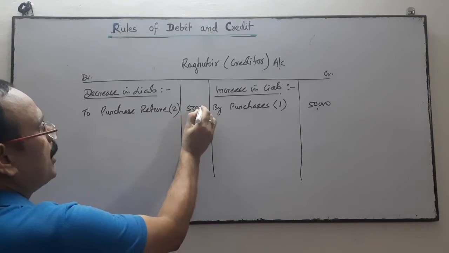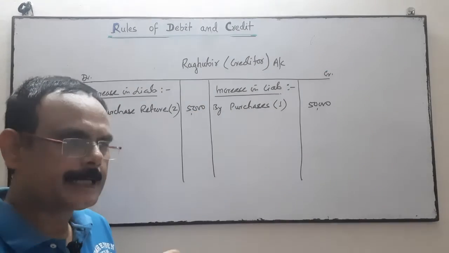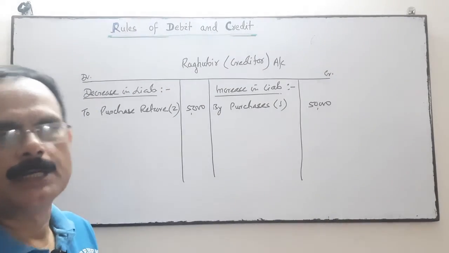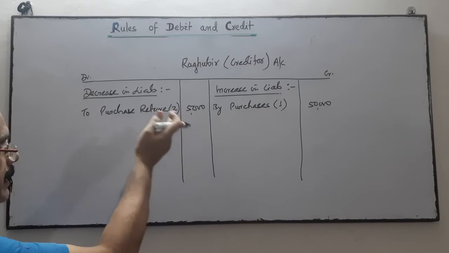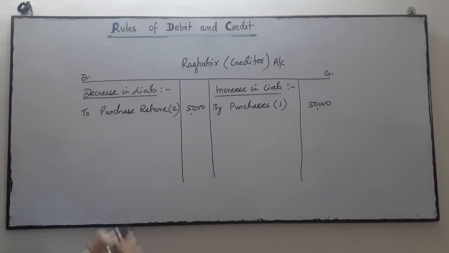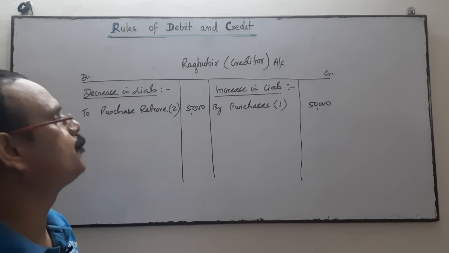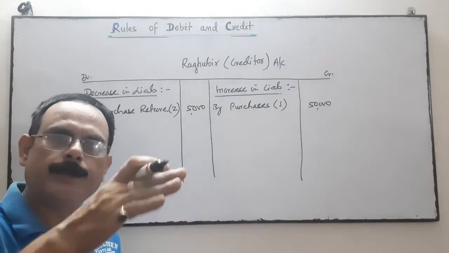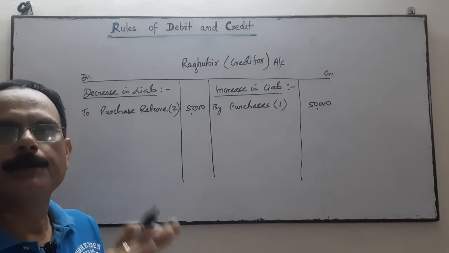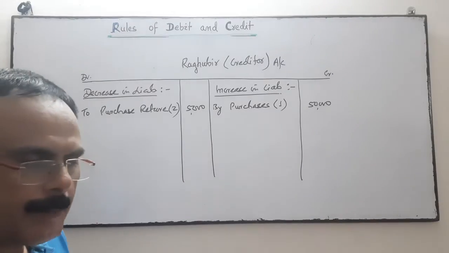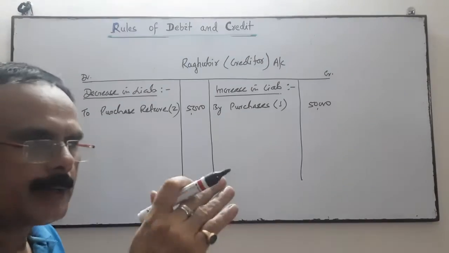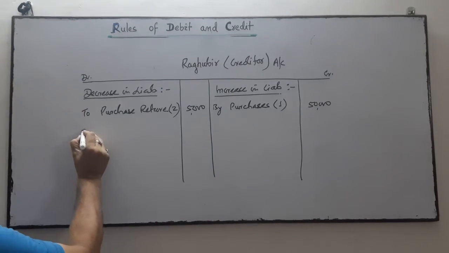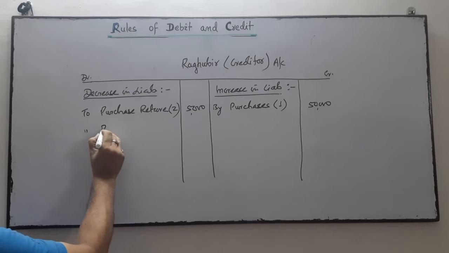5,000. So our liability will decrease if we return the goods to Raghuveer, then we have to pay a lesser amount. So our liability will decrease. That's why I have written in the debit side. Next is paid to Raghuveer. We pay the amount to Raghuveer. When we have paid the amount to Raghuveer, our liability will decrease. When we pay the amount to creditor Raghuveer, then our liability will automatically decrease by that amount. That's why we will write this side paid.